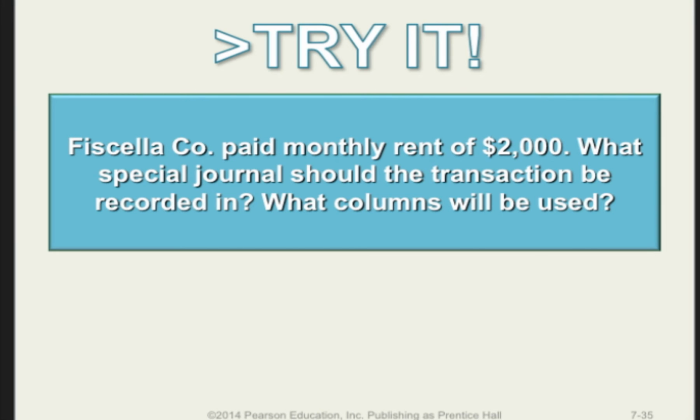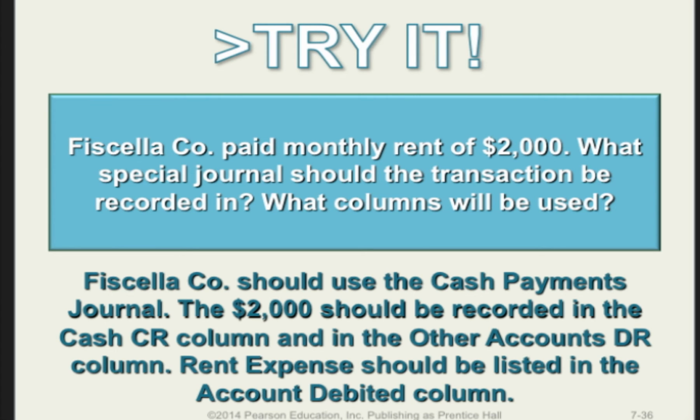For this try it, how should Ficella's rent payment of $2,000 be recorded? The appropriate journal to use is the cash payments journal. Record $2,000 in the cash credit column and $2,000 in the other accounts debit column. In the account debited column, record that the cash payment was for rent expense.